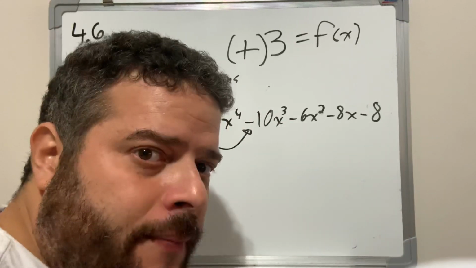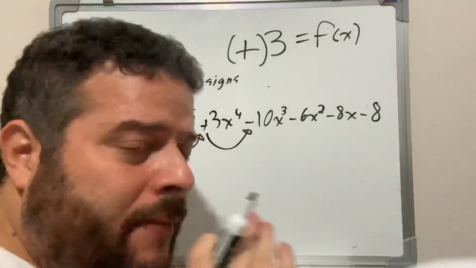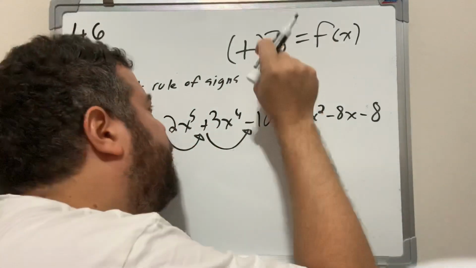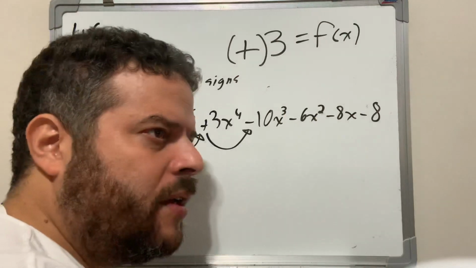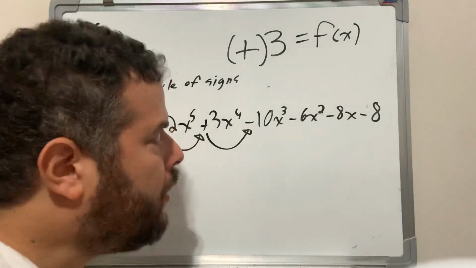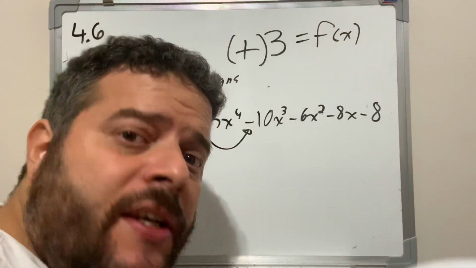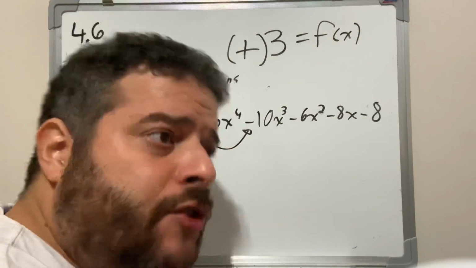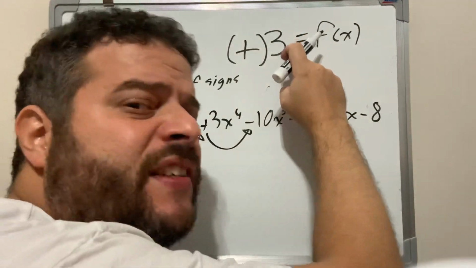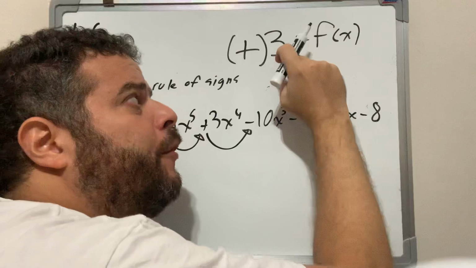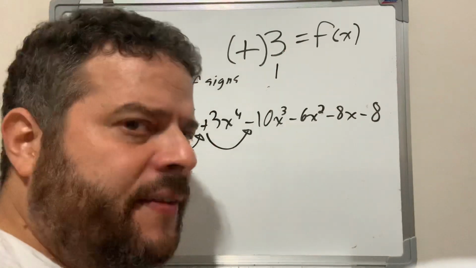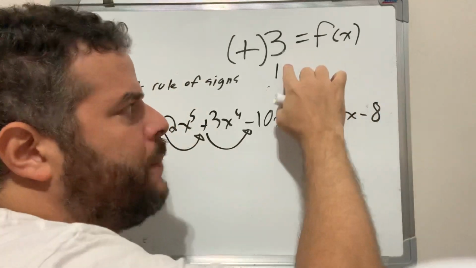3 or less. Now, that's important. And you have to be very clear. I'm not saying it has 3 positive solutions. It has 3 or less. Now that "or less" is very important because you're always going to subtract 2 from this number. So it's either going to have 3 positive solutions or 1 positive solution, because it's 3 minus 2.